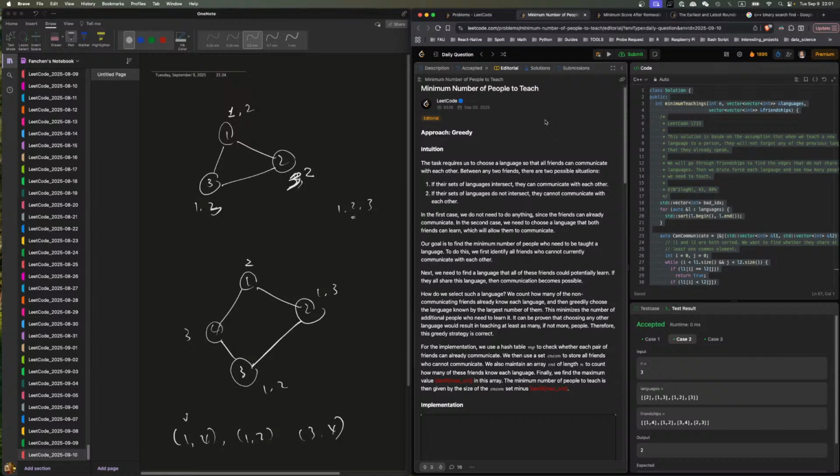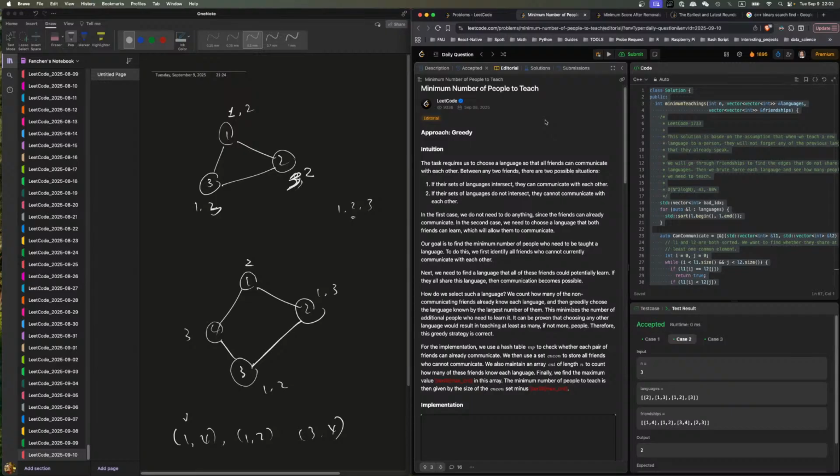If they do not share a language, we cannot communicate. In the first case, we do not need to do anything since the friends can already communicate. In the second case, we need to choose a language that both can learn, which will allow them to communicate. Our goal is to find the minimum number of people who need to be taught a language. To do this, we first identify all friends who cannot currently communicate. Yes, that's what we do. Next, we need to find a language that all of these friends could potentially learn. If they all share this language, then communication will be possible. How do we select such a language? We could count how many of the non-communicating friends already know each language.